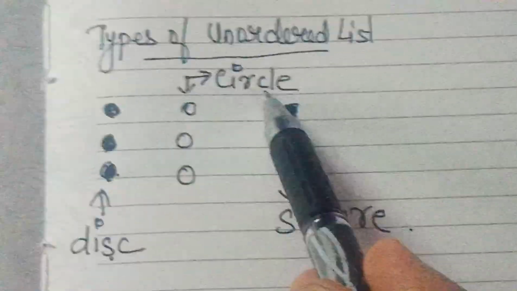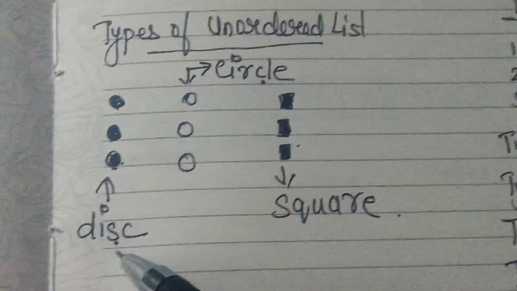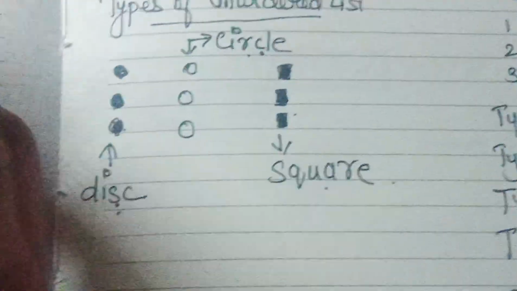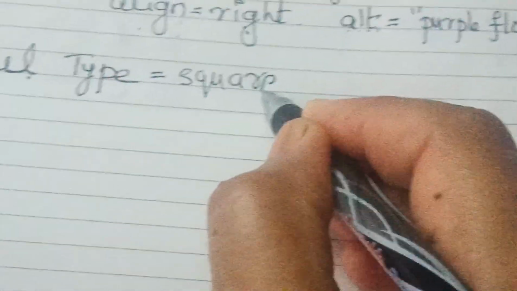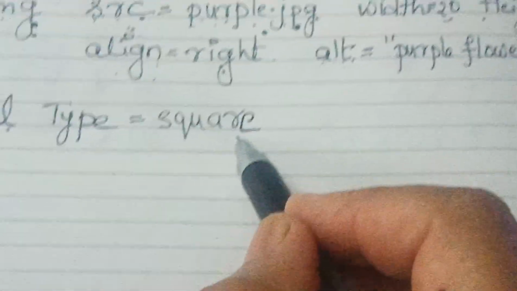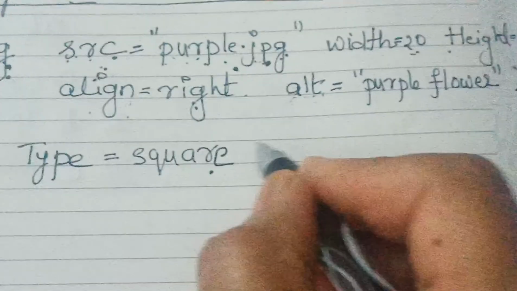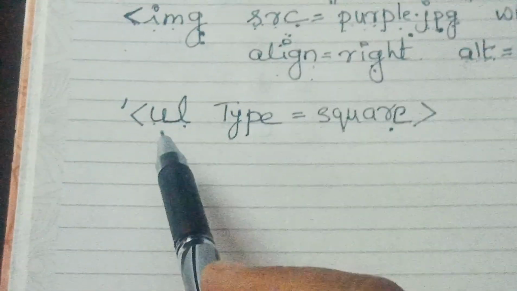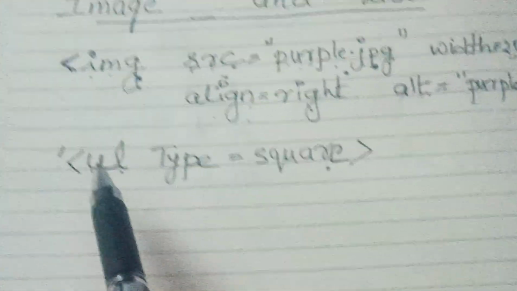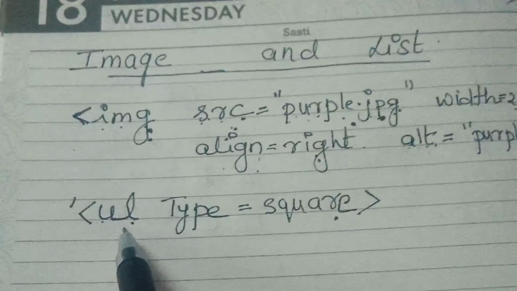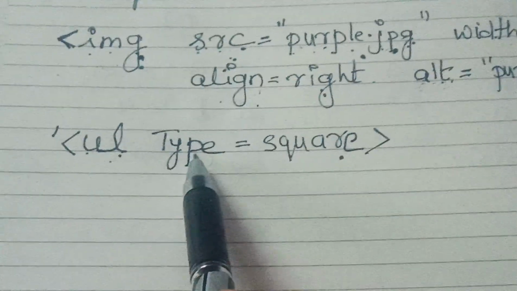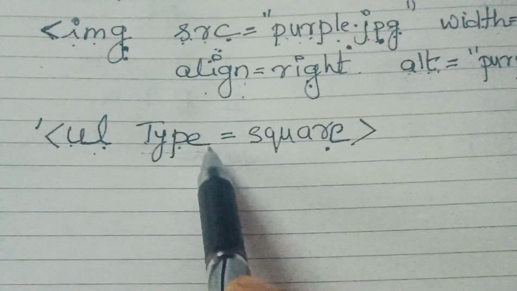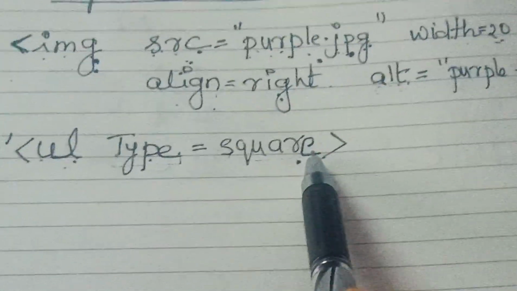I'm repeating it again. The type can be either disc, it can be circle, it can be square. So here I'm going to write the bullet as square. Okay, now close this. Now this tells that I'm going to start a list, and it will be an unordered list, and the bullets that we are going to show are written with the help of this attribute type, and here I'm using the word square.